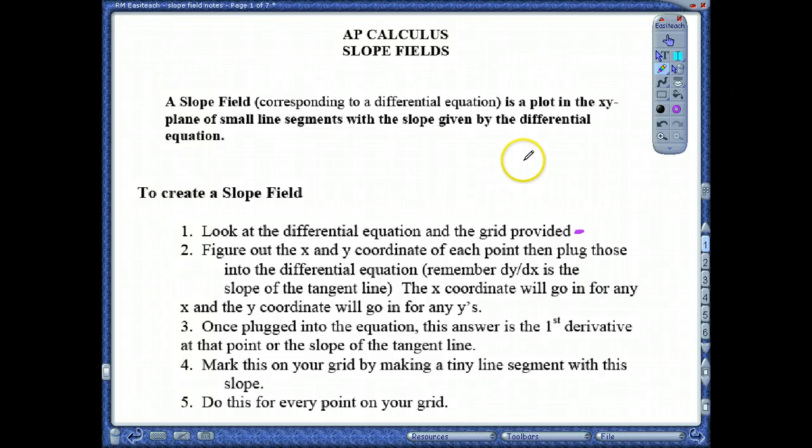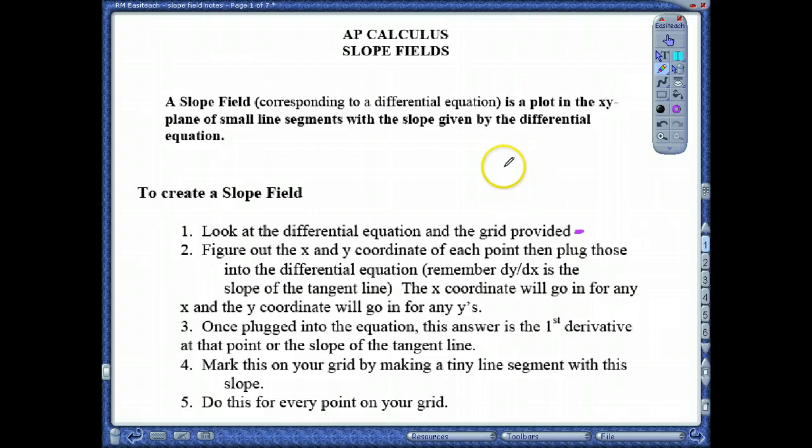A slope field is a representation of a differential equation on an xy plane. So basically they're going to give you a differential equation, that's just a derivative equation, solve for dy over dx, and they're going to give you a grid of some sort with some x and y coordinates, and then you are going to create little line segments that represent the slope of the tangent line at each of these points.